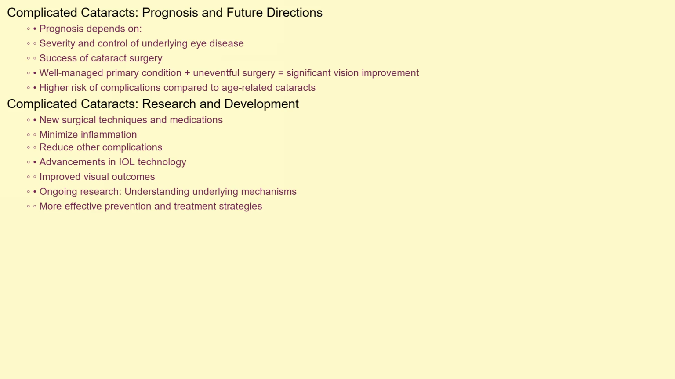Recent research is focused on developing new surgical techniques and medications to minimize inflammation and other complications associated with complicated cataracts. Also, new developments in intraocular lens technology are helping to improve visual outcomes after surgery. Ongoing research into the underlying mechanisms of these cataracts will hopefully lead to more effective prevention and treatment strategies in the future.